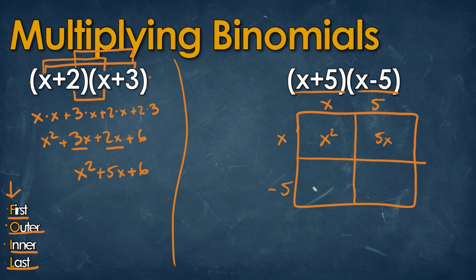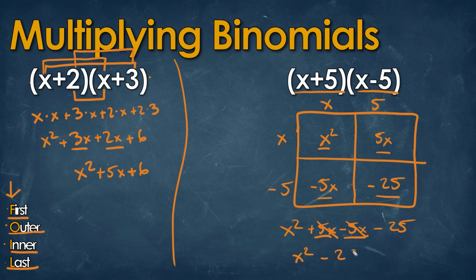x times negative 5 will give us negative 5x. And then negative 5 times 5 will give us negative 25. Then we'll add each one of these individual components together. So we would have x squared plus 5x minus 5x minus 25. Now we can simplify these two terms. We can add those together. So we'd have x squared, positive 5x minus 5x, those would cancel each other out. And then we'll have minus 25 as our final answer.